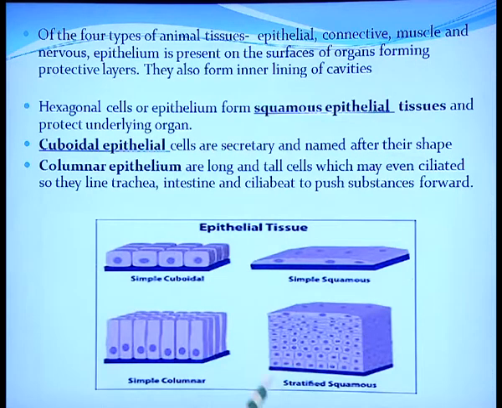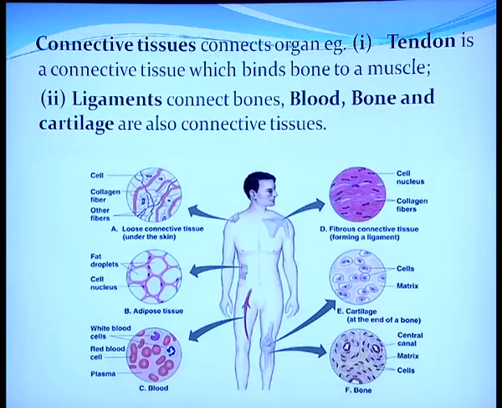And then strata simply means layers. So, layers of tissues form stratified epithelium. Now, this simply shows that the body is made up of so many different kinds of connective tissues.